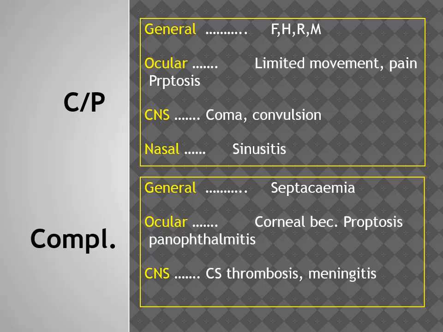The complications of orbital cellulitis could be septicemia as a general complication, or ocular complications, which are corneal because of proptosis, leading to corneal ulceration and panophthalmitis. Also CNS complications: cavernous sinus thrombosis and meningitis.